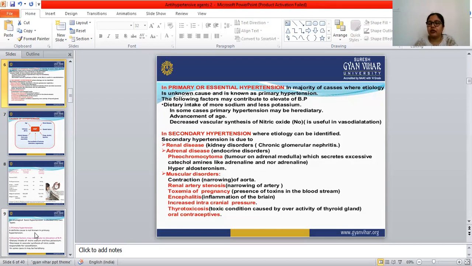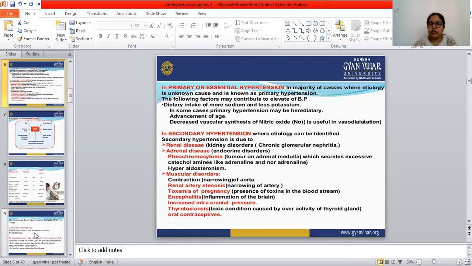So in this primary or essential hypertension, the etiology is unknown, and as the age increases, the chances of primary hypertension increase. It may also be due to heredity, meaning genetic causes, and due to the intake of more sodium and less potassium. The decreased vascular synthesis of nitric oxide is also a cause of the primary or essential hypertension.